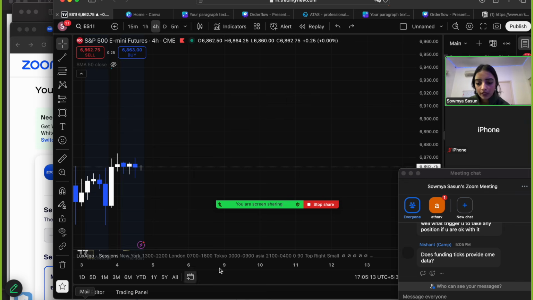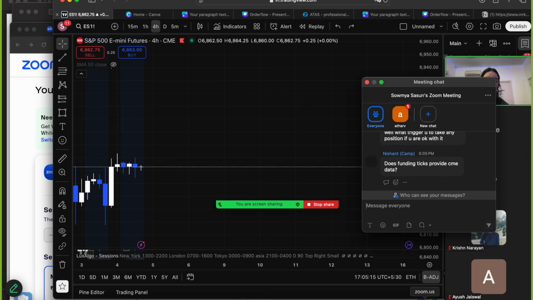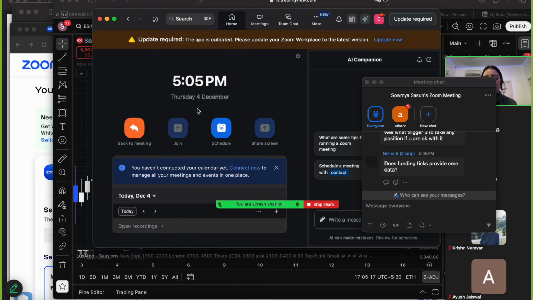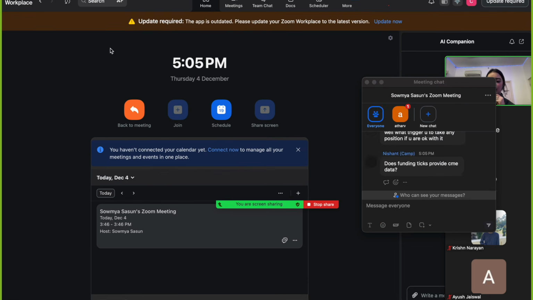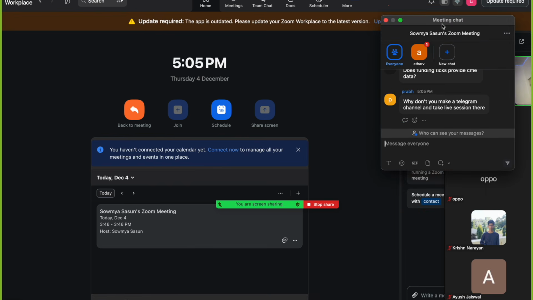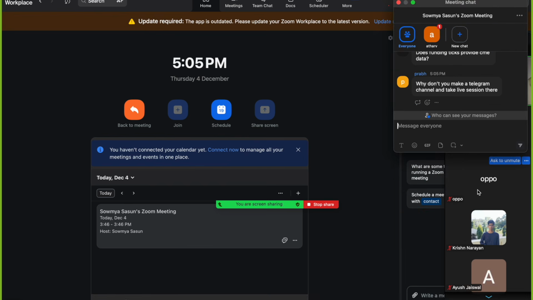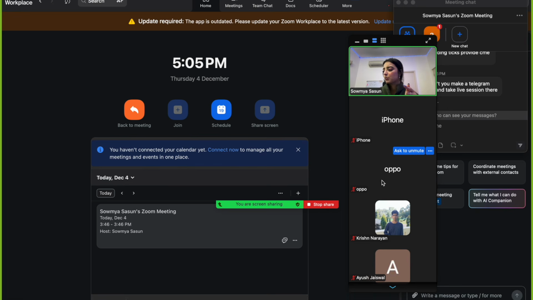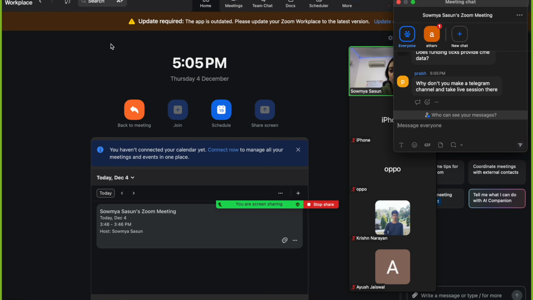Let me just join this from, so basically Artis, you cannot really download Artis on MacBook. You can only download Artis on Windows laptops. So I want to join this meeting from my other Windows laptop. One sec. What is the meeting ID?